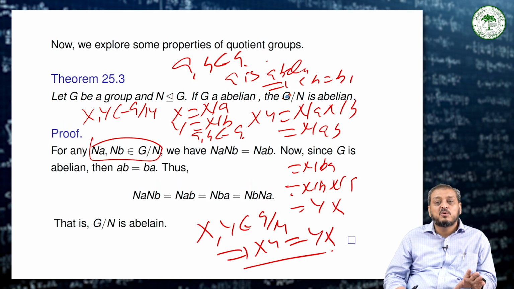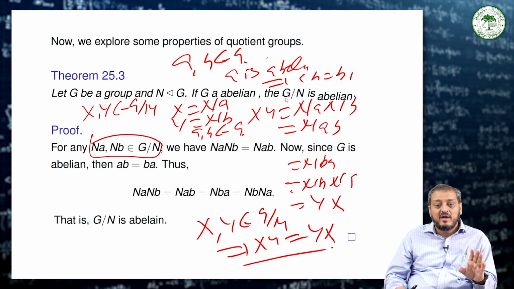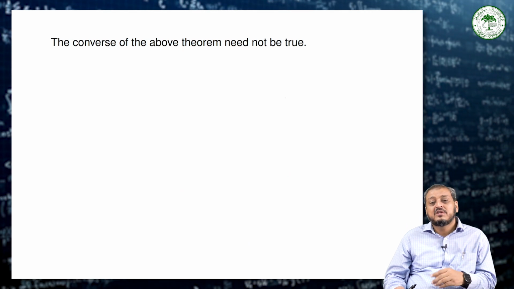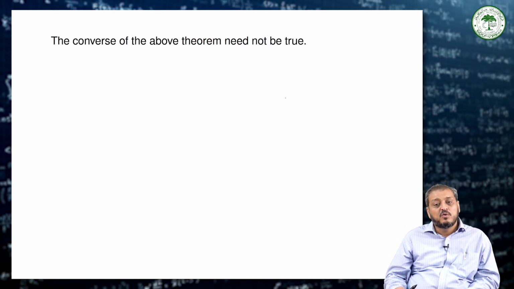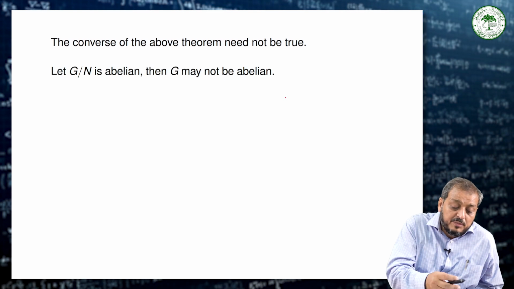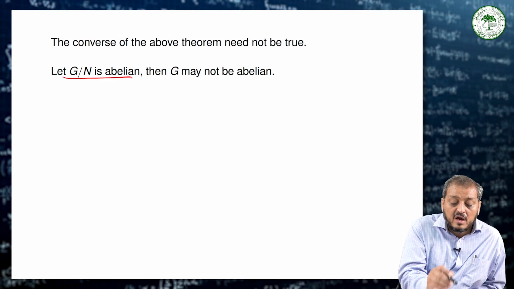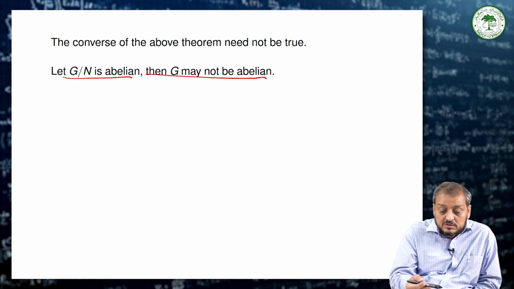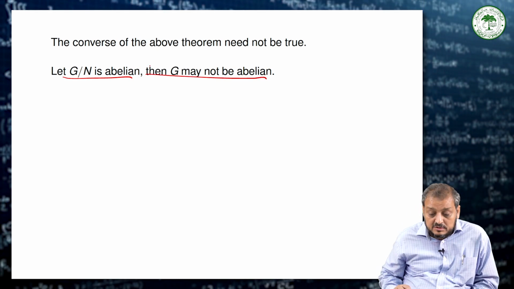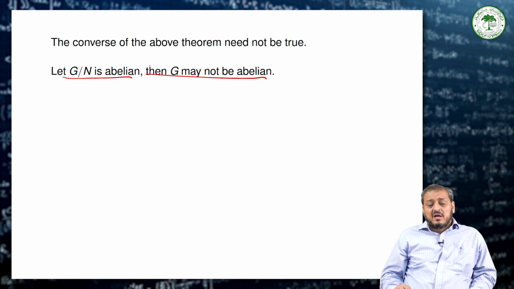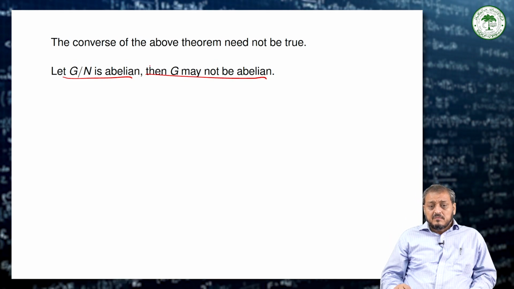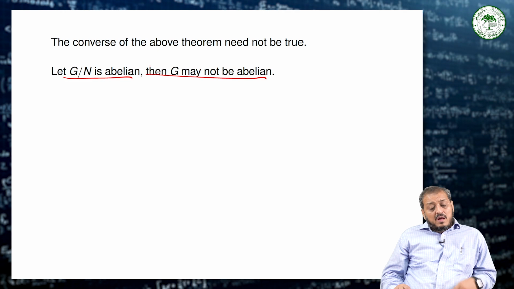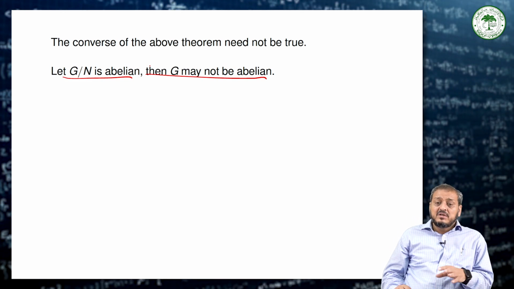The converse is not true in general. Now we have to provide an example. The converse of the above theorem need not be true in general. So let G/N be abelian, and then G may not be abelian. So we have to show that G/N is abelian, but G may not be abelian.